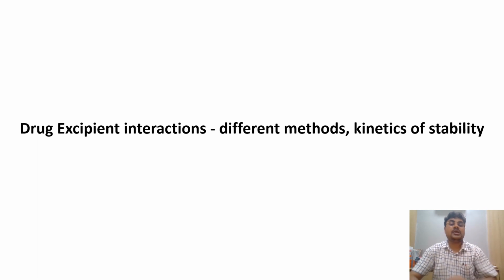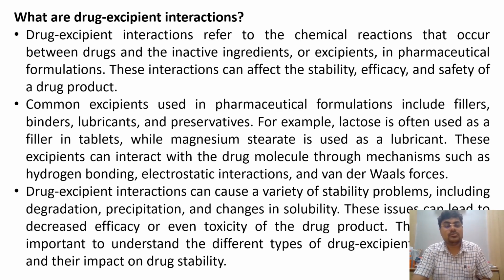Next is drug excipient interaction, and the different methods and kinetics of stability. We will be emphasizing the key aspects of this because it is the grassroots of pre-formulation. So we need to understand the different methods and kinetics of the stability of the products. So what are these drug excipient interactions? Drug excipient interactions refer to the chemical reactions that occur between the drug and inactive ingredients, or excipients, in the pharmaceutical formulation. These interactions can affect the stability, efficacy, and safety of the drug.